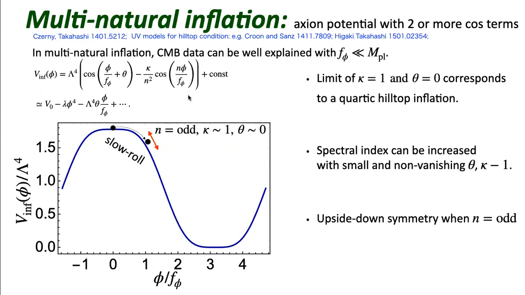Throughout today's talk, let me assume that this n is odd, and kappa around one, theta around zero. Then the potential has a flat hilltop where the slow-roll can take place.